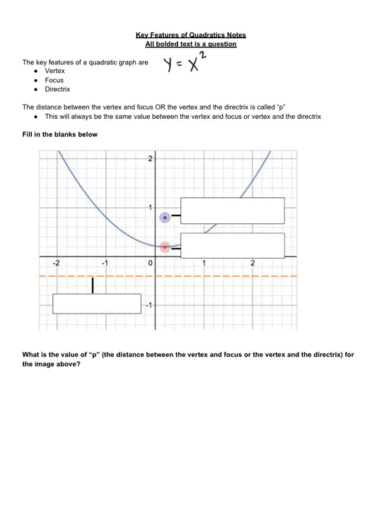The shape that this graph makes is called a parabola. So the picture down below, the blue curve that you see, that's the parabola shape. The key features of this graph are the vertex, the focus, and the directrix. The distance between the vertex and the focus, or between the vertex and the directrix, is called P. So let's go ahead and look at this picture and label some of those things.